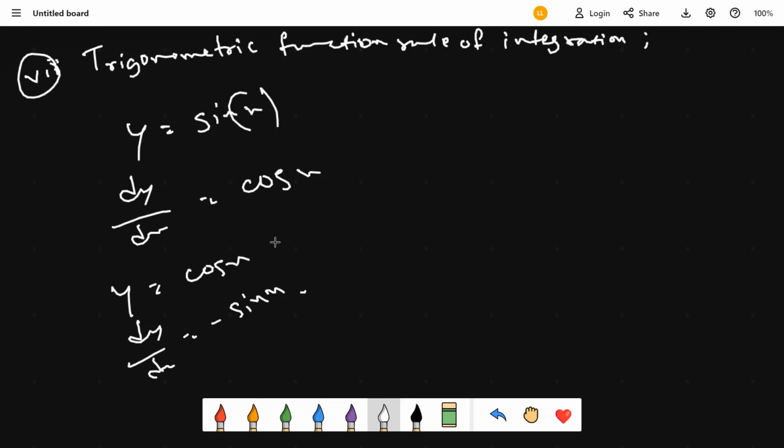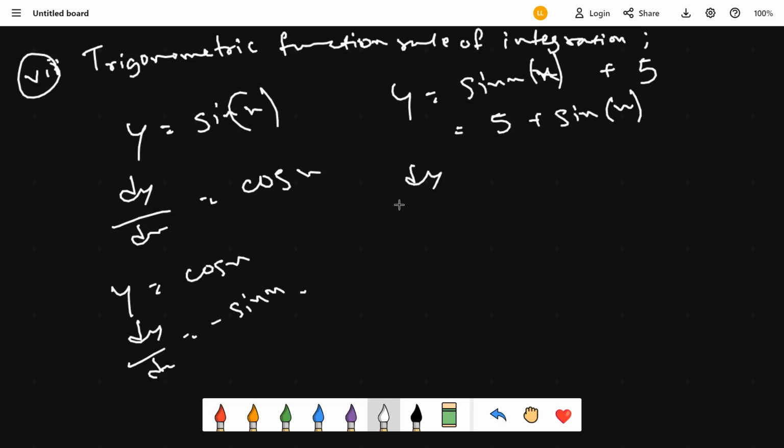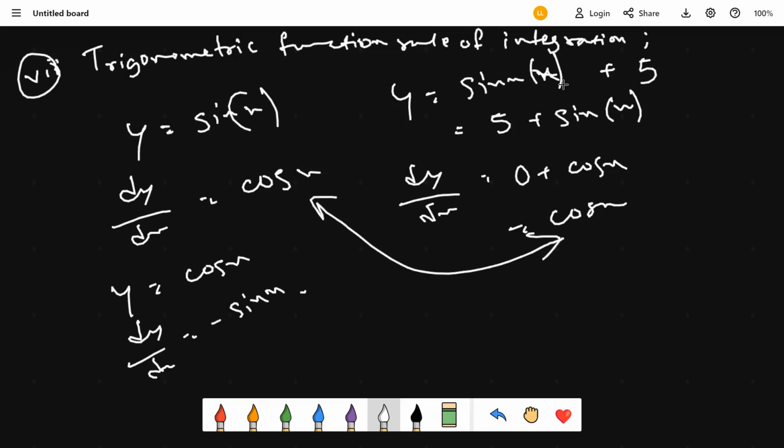Also, remember, if we have y equals sine of x, and there's also, let's say, a 5 added to it, where this 5 is not inside the bracket but outside of it, so y equals 5 plus sine x. Differentiating this should give us 0 plus cos x. That means simply cos x. See, these are the same thing.